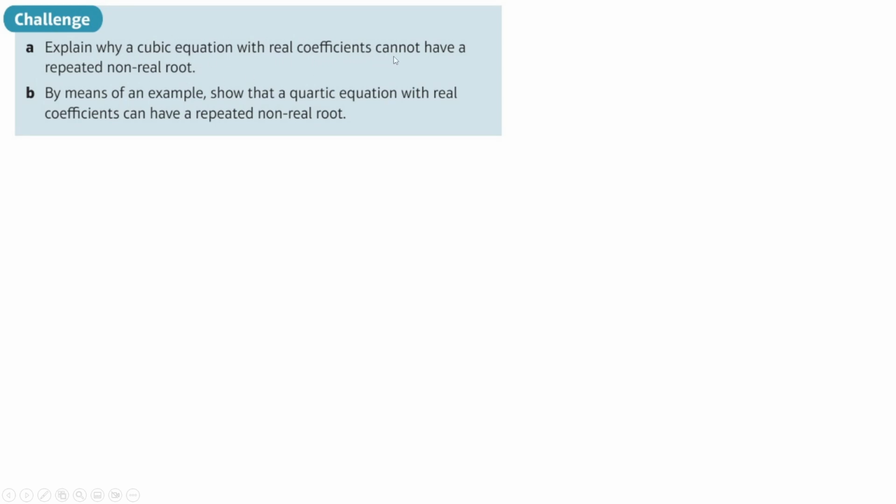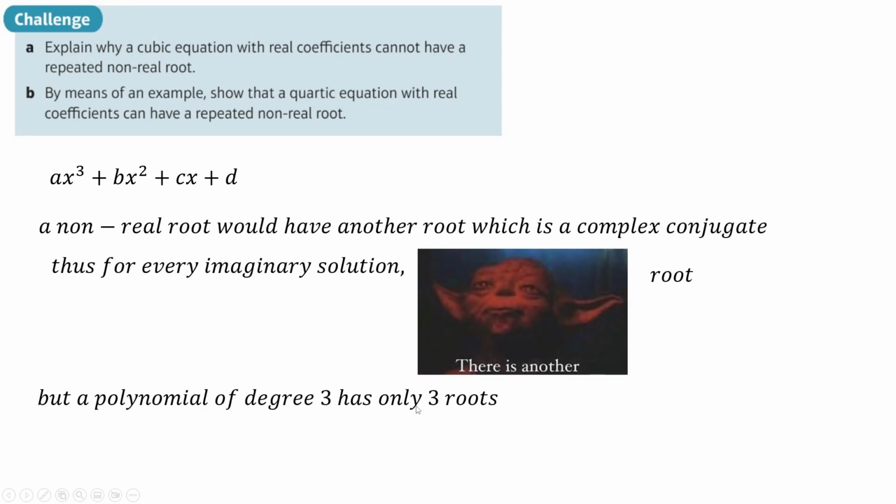Explain why a cubic equation with real coefficients cannot have a repeated non-real root. Now, a cubic looks something like this. I wrote quite a long answer for this, but basically, if you have a non-real root, then there must be another root. For every imaginary root, you'll have another root, which is just its complex conjugate. But the problem with that is you'll have an extra root, because a polynomial of degree 3 has only 3 roots. Say you have an x cubed here, so there's only going to be 3 solutions. So you have 2 real and then 1 imaginary.